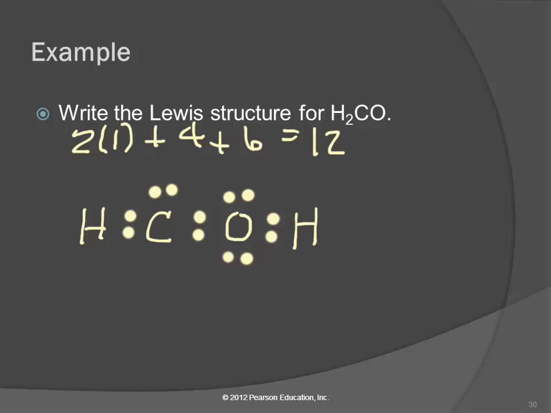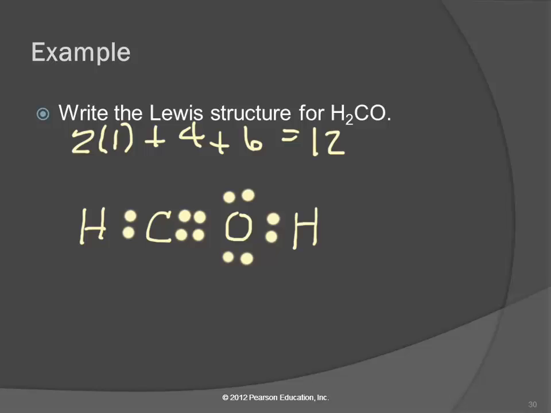Are we happy? No, we're not happy. What can we do about this? Well, we're going to have to move some electrons. So let's take these electrons and share them between the carbon and the oxygen. We can't do any extra sharing between hydrogen and anything else. Hydrogen forms one single bond. That's all he's capable of.